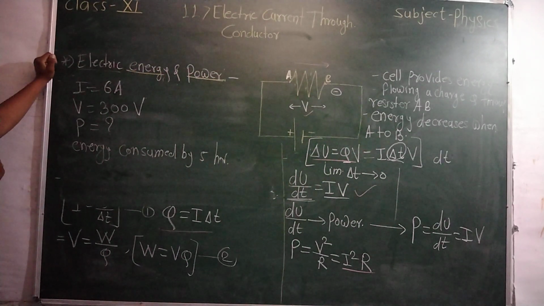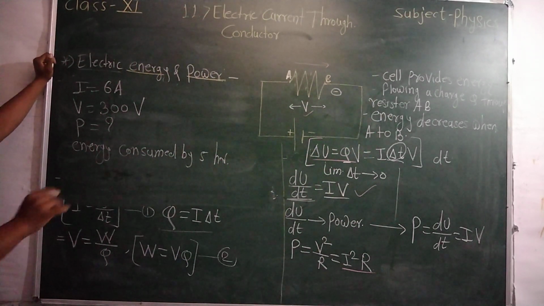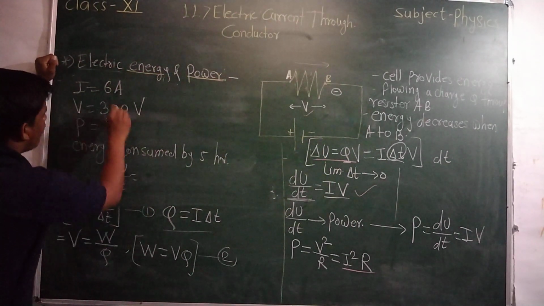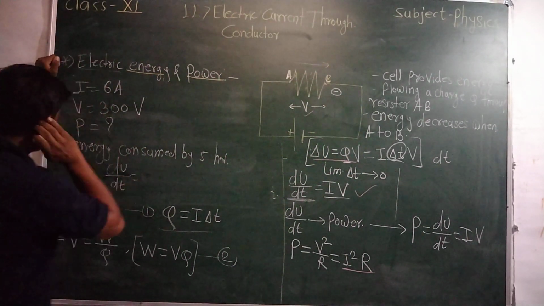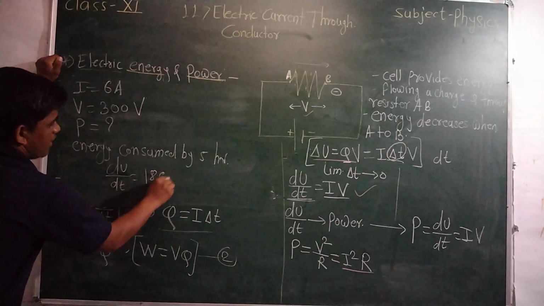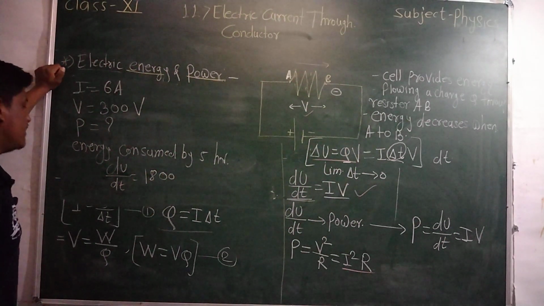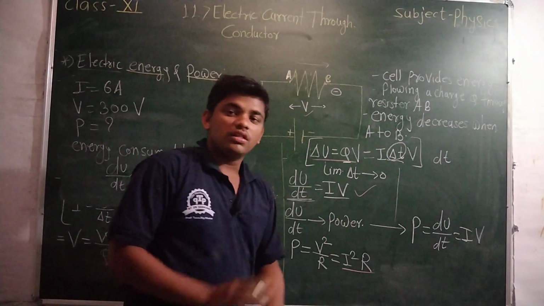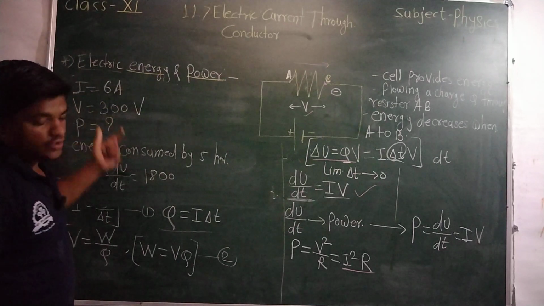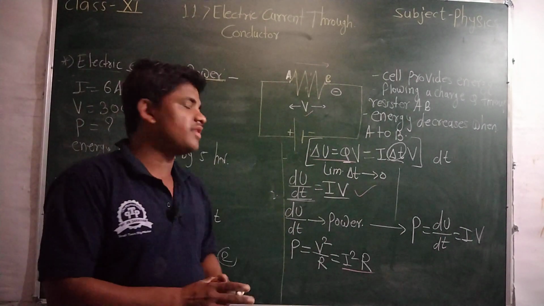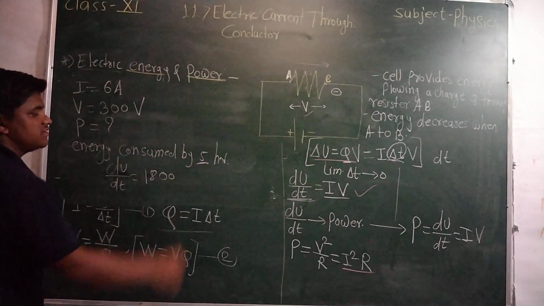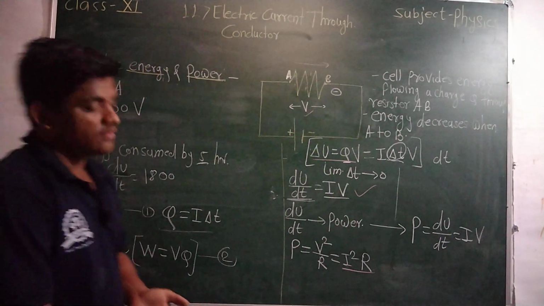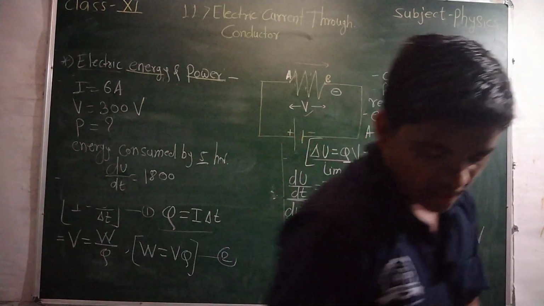First we use the law of conservation of energy, that is dU by dt is equal to I into V, that is 6 into 300, which is 1800 joule per second, it is the power. And we can use it for the consumed energy, this into the time, where the time is 5 hours, and we solve this problem. This is one of the calculating parts.